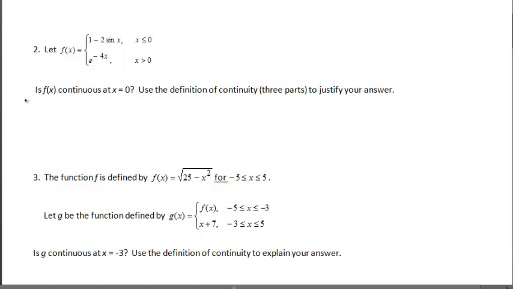All right, so let's do the 3-part continuity test. The first part is: is the function defined at 0? Is there a functional value? Well, I look at the 2 restrictions and I see this one has the "or equal." So that means that x equals 0 belongs to this piece right here. So yeah, it's going to be defined. So plug in 0 to the appropriate piece.